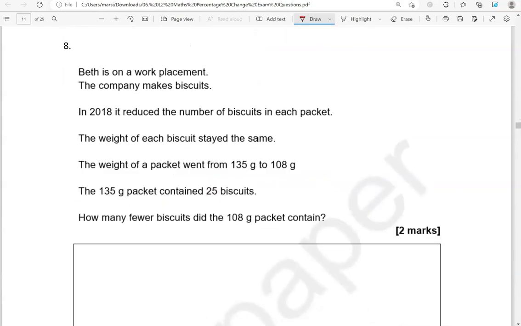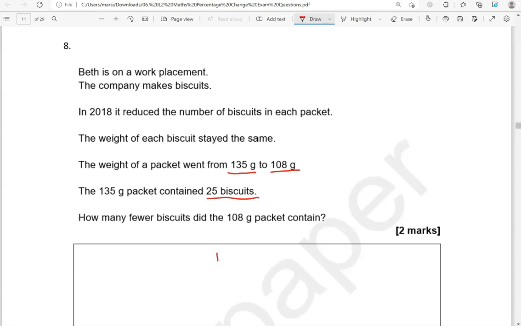Beth is on a work placement. The company makes biscuits. In 2018, it reduced the number of biscuits in each packet. The weight of each biscuit stayed the same. The weight of a packet went from 135 grams to 108 grams. The 135-gram packet contained 25 biscuits. How many fewer biscuits did the 108-gram packet contain?